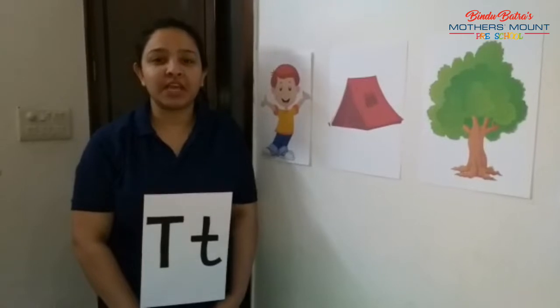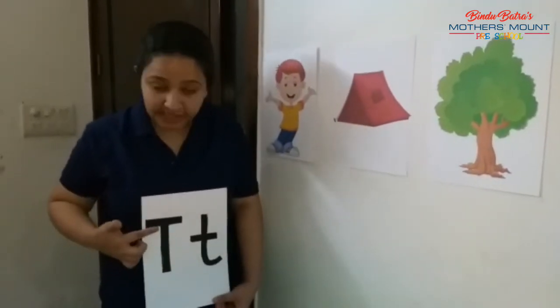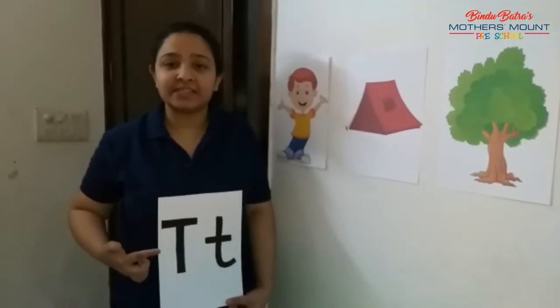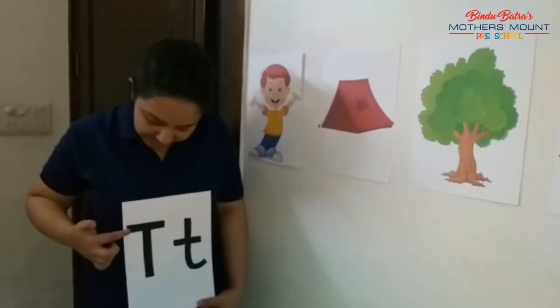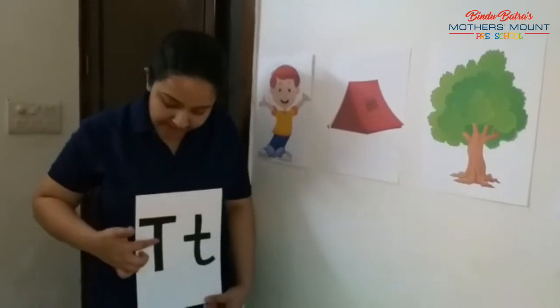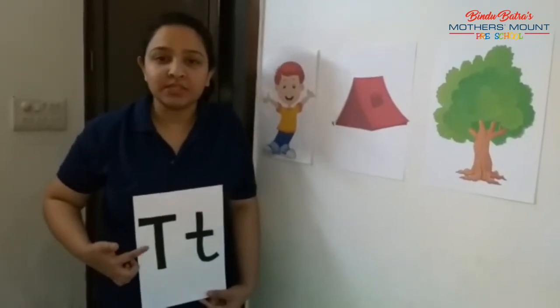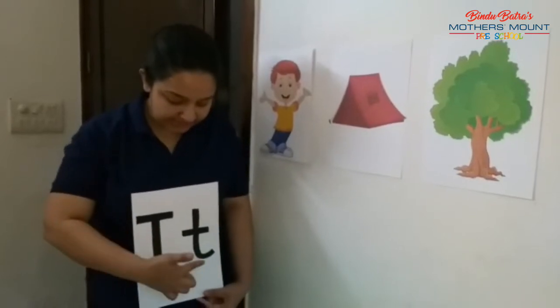Today we are going to recapitulate letter T. Which letter is this? Letter T. How do we make a T? A sleeping line and a standing line. What does T say? T says T.